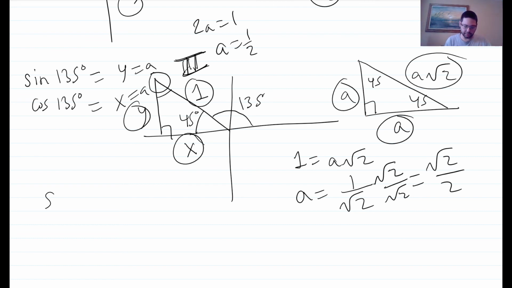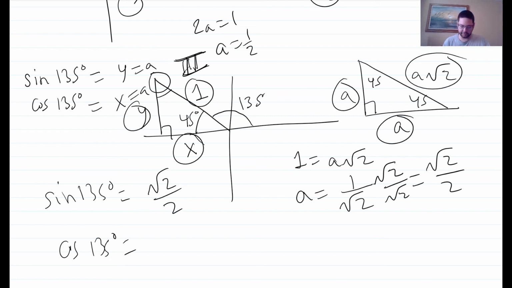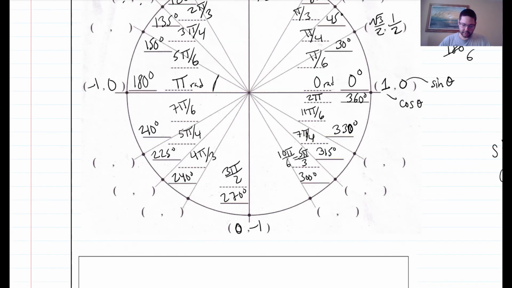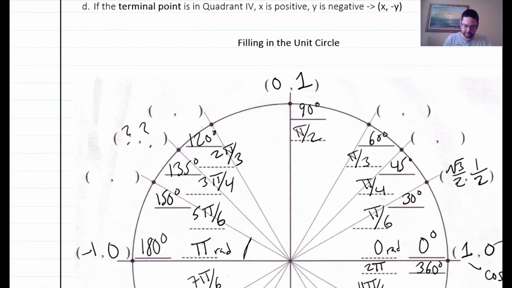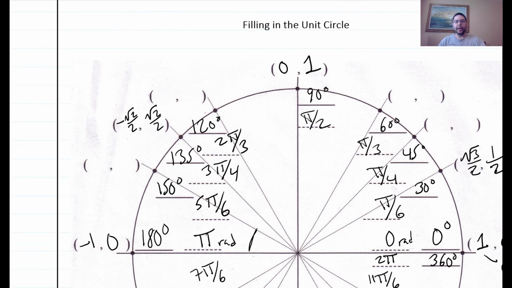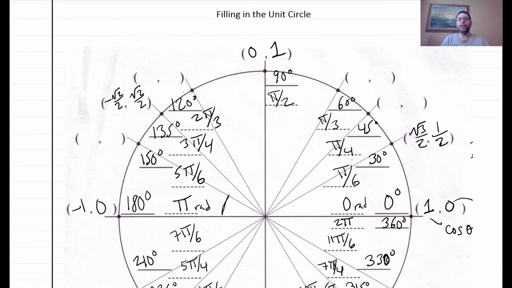So therefore, sine of 135 degrees is the y coordinate, and y is positive. Cosine of 135 degrees is the x coordinate, and x is negative, so it's going to be negative square root of 2 over 2. All right, so that's my cosine and my sine, and then I could do tangent by dividing those two. So these are going to be negative square root of 2 over 2 for the x, square root of 2 over 2 for the y. And that's how you find any coordinate on the unit circle for those special angles.